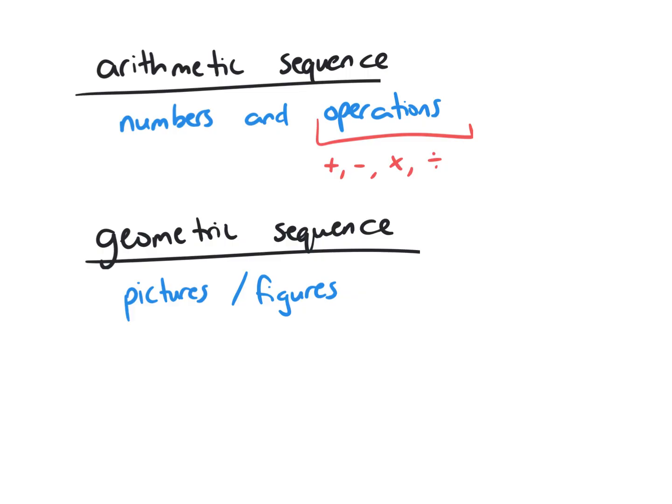So on the bell ringer that we had, when it had all those pictures, that's geometric, because you're looking at pictures. However, what did we do with those pictures? We made it into an arithmetic sequence, right? So they kind of go hand in hand if you really want them to.